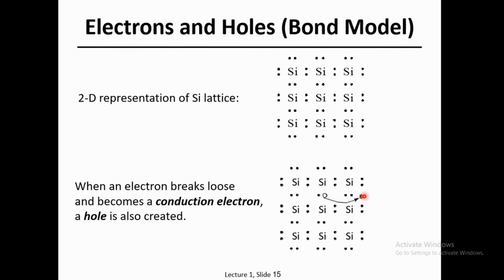So we call it a conduction electron. That means the silicon electron from the valence band has moved to the conduction level, leaving behind this vacancy. So it created a hole. So in here we say that we have an electron hole pair.